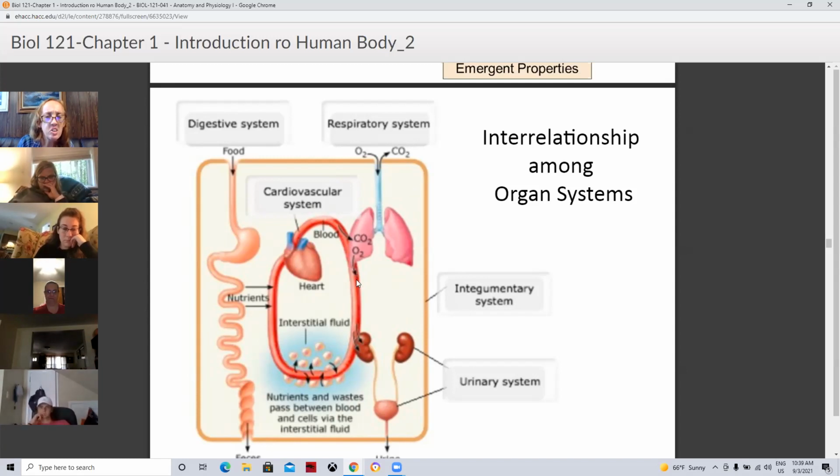The cardiovascular system also relates with the urinary system to eliminate waste. Throughout the body, the cardiovascular system also is integrated with individual cells to allow for the absorption and the uptake of nutrients and the elimination of waste.